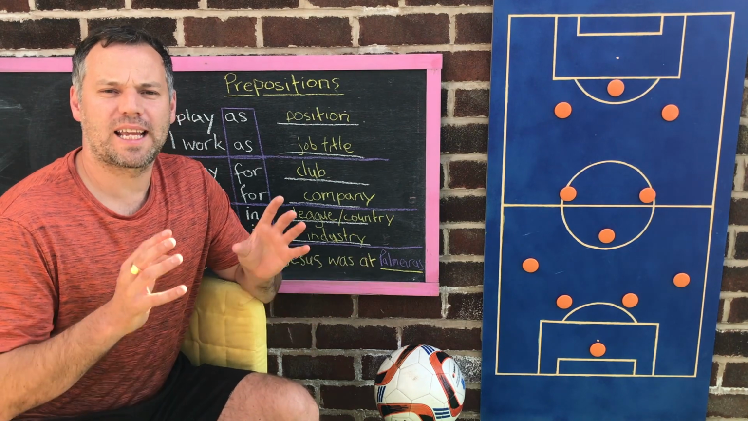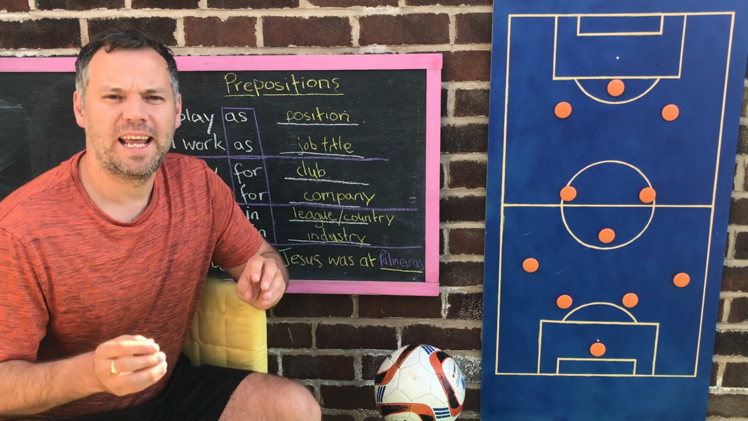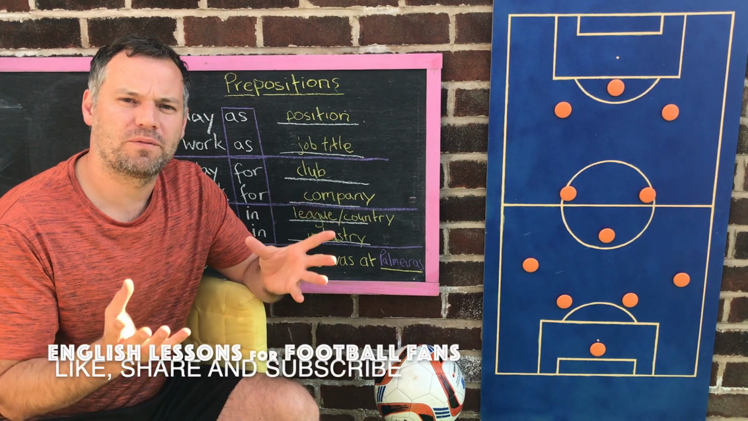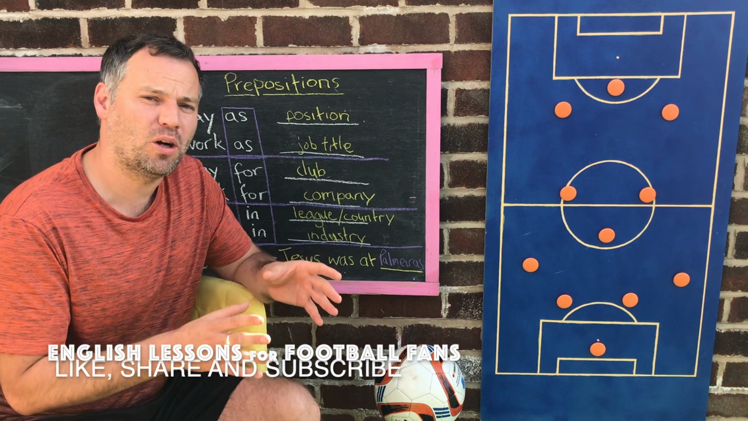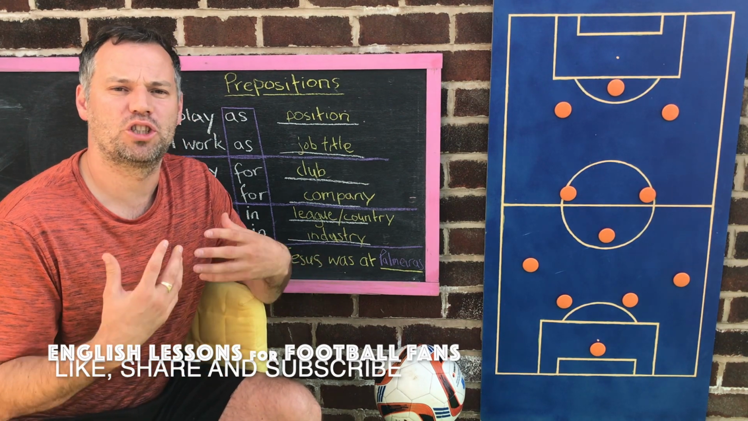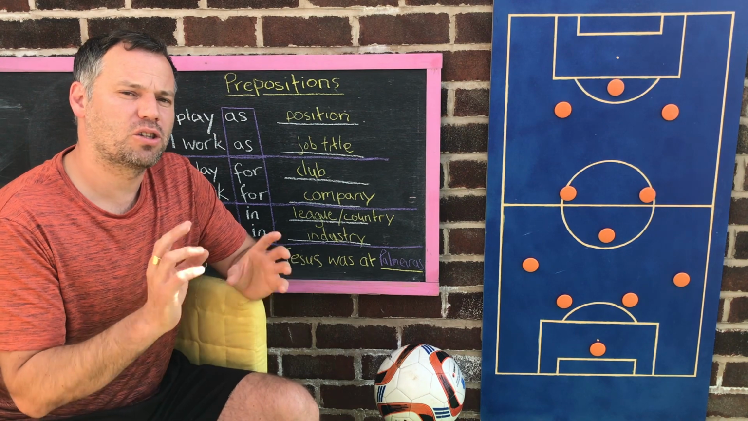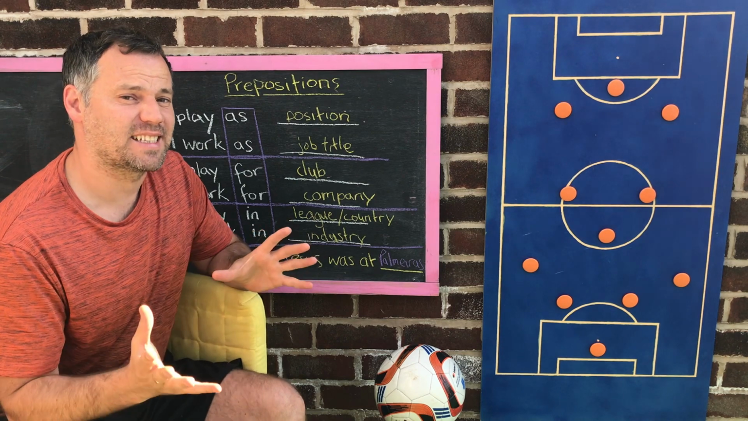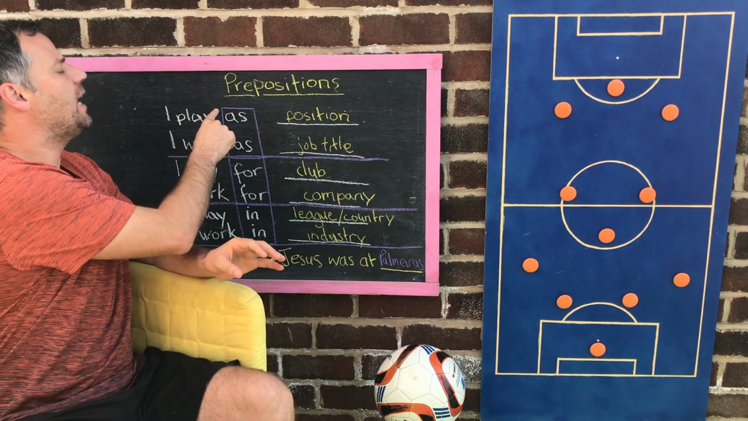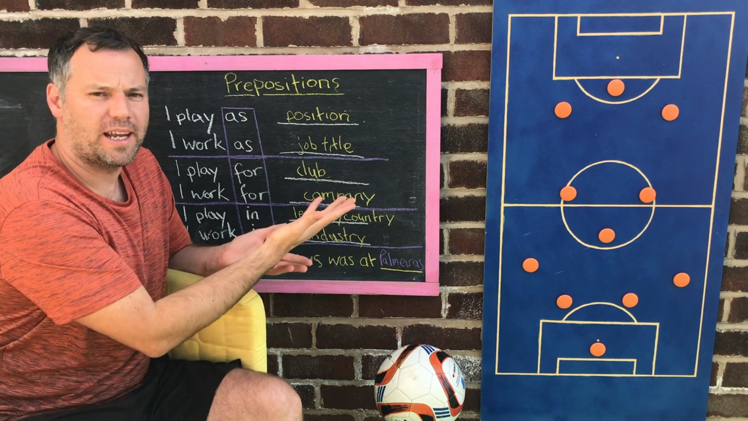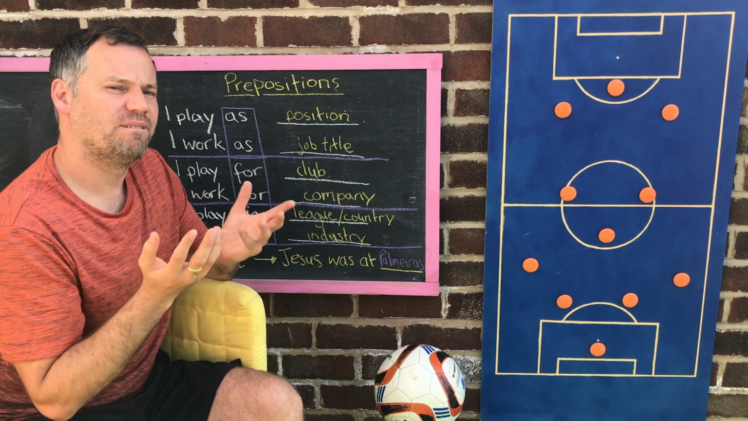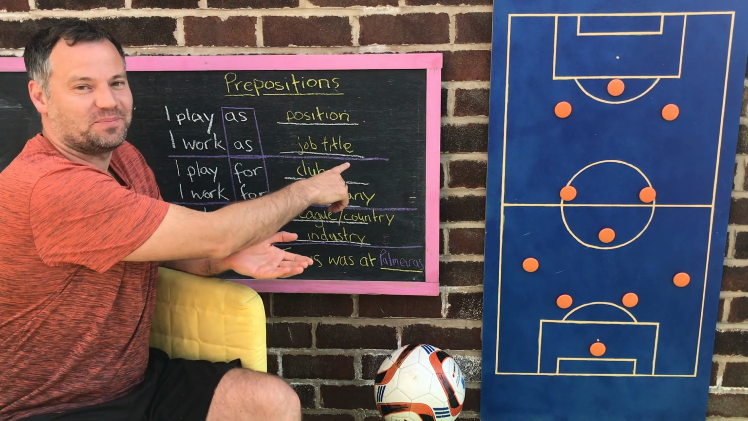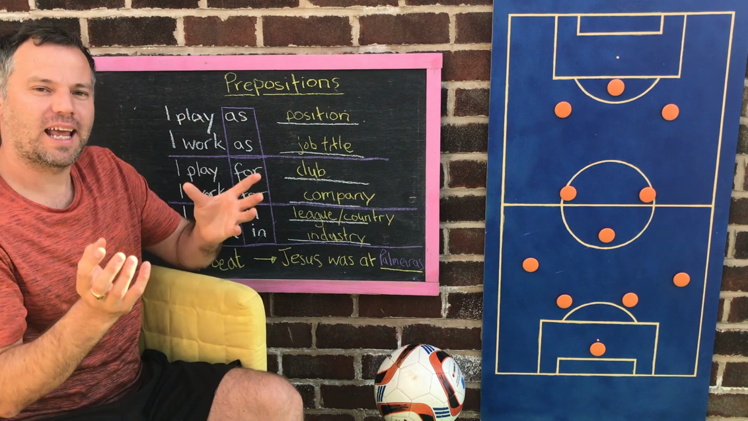Hello, so prepositions can be difficult when you are learning English. There are different prepositions in different languages. So I just want to give you some information about how you use them in football, but also when you are talking about your job. So when you are talking about your position in football, you use the preposition as. So for example, I play as a midfielder or a striker, which is similar with the verb work. So I work as a teacher, for example. So it's again your position.